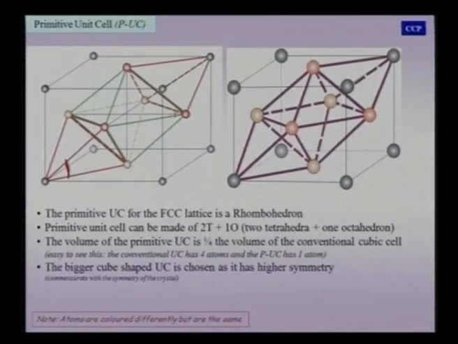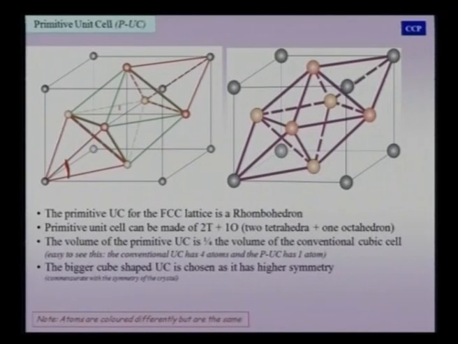Now, the other important point to note is that we have already seen that this looks like a very distorted kind of parallelepiped, but we have seen that all parallelepipeds are space filling. So this rhombohedron, though it may not be obvious from this picture, is actually a space filling solid.